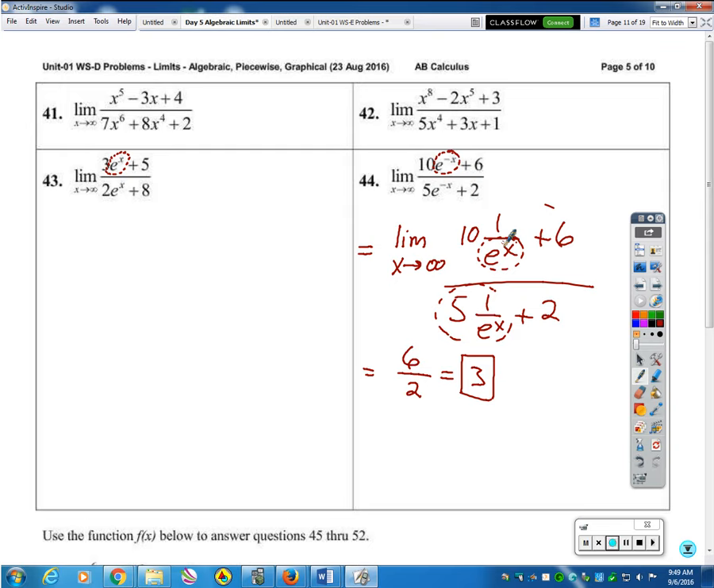In 43, because e to the x is going to get very, very large compared to 5, you stop noticing that you're adding 5. And so I can create a new limit problem that looks like this. Now I can divide these because the numerator and denominator are both factored. That tells me the limit's going to be 3 over 2.